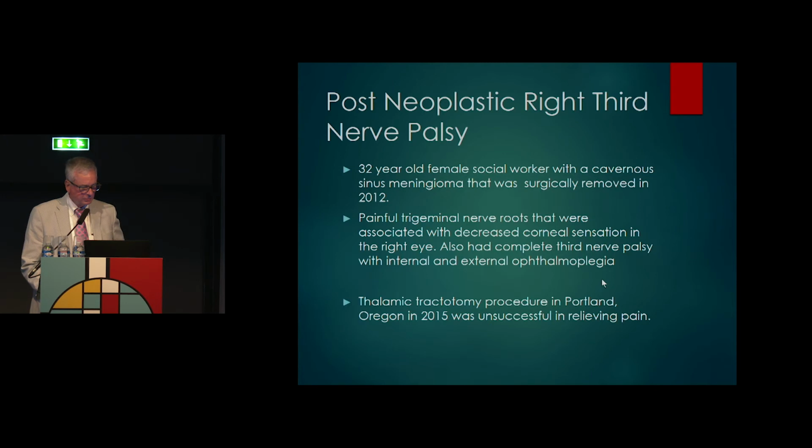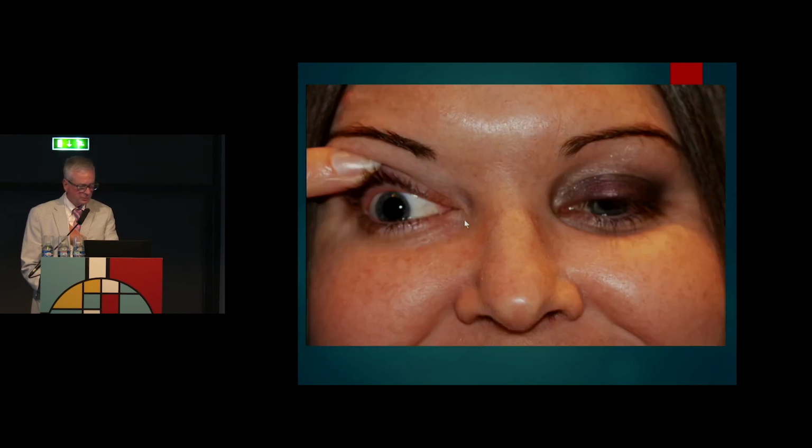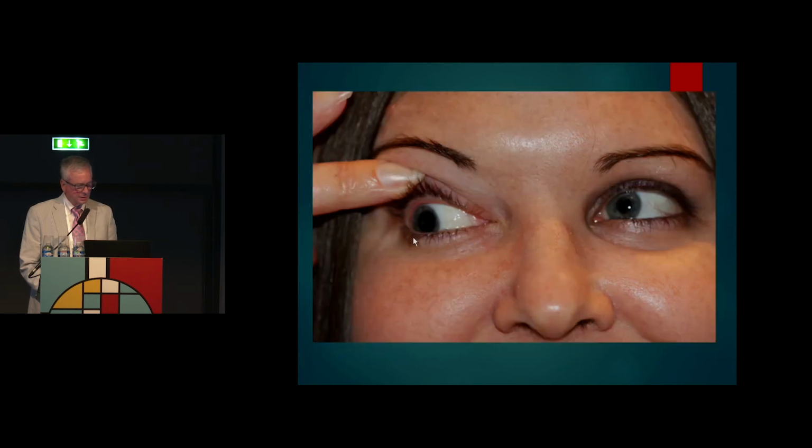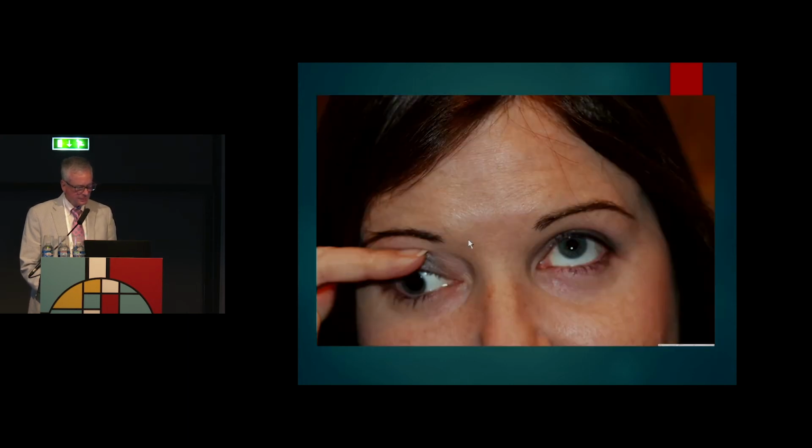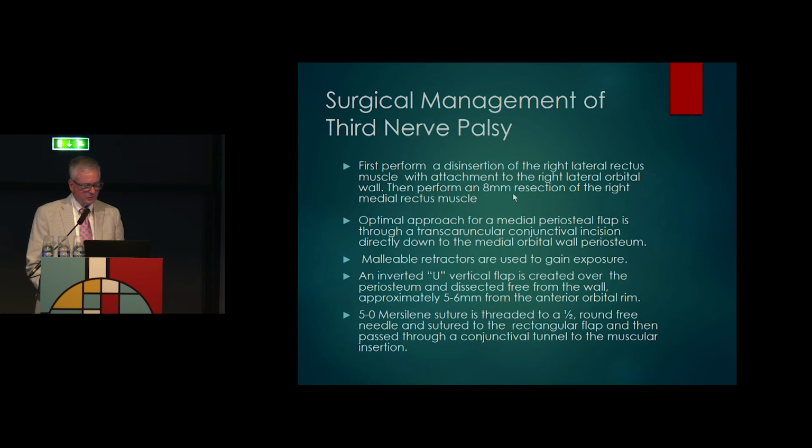Next, a postneoplastic right third nerve palsy, a 32-year-old female with painful trigeminal nerve roots. She had a thalamic tractotomy, and this is what she had, a complete third nerve palsy, internal and external ophthalmoplegia. You see her pupils blown here, eyes in abduction completely. What we first performed was a disinsertion of the lateral rectus muscle and attachment to the right lateral orbital wall. And then we approached the medial.